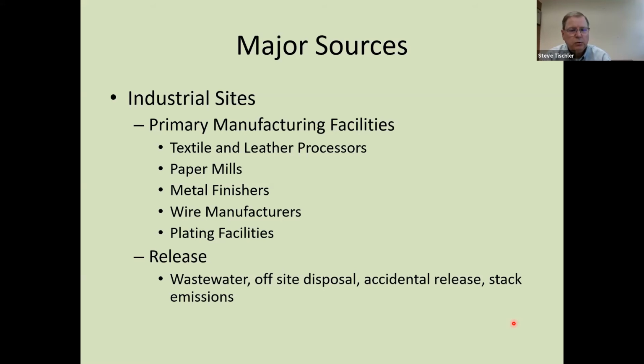So many industrial sites, like primary manufacturing facilities like textiles and leather processors, paper mills, metal finishers, wire manufacturers, plating facilities, all responsible for leaking or discharging PFAS chemicals into the environment. They wind up in wastewater through off-site disposal, also accidental release, and also stack emissions.